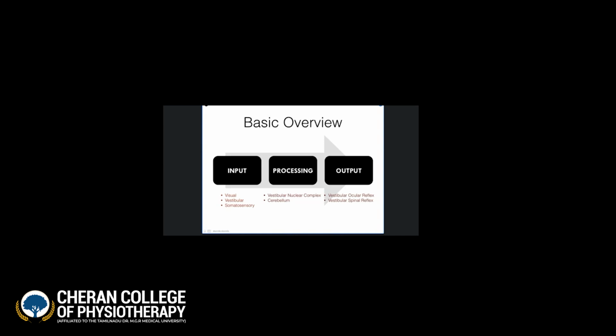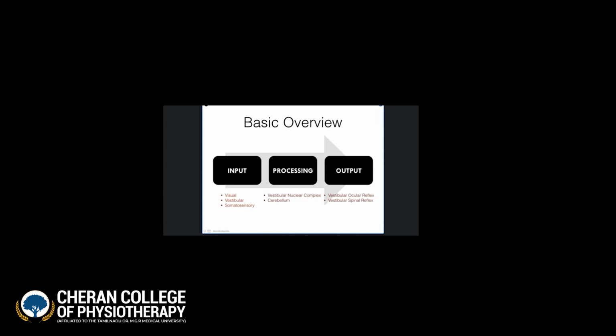So what is the input? Input means we are getting different inputs through sensation or sensory. So that is called input. We get all the information through visual, vestibular, and somatosensory, which is processed through the vestibular nuclear complex and cerebellum. It means from the peripheral area it is visual, vestibular, and somatosensory, the processing centers are in the higher centers, and the output is through the reflexes. Which we always know about.